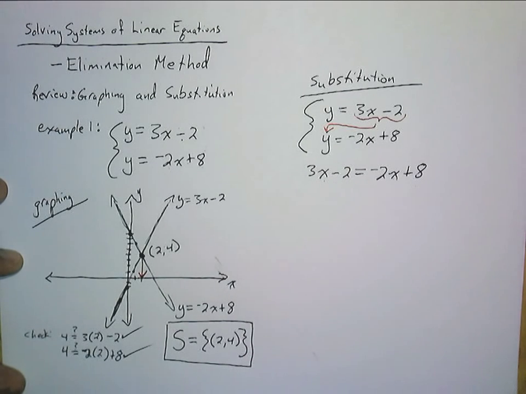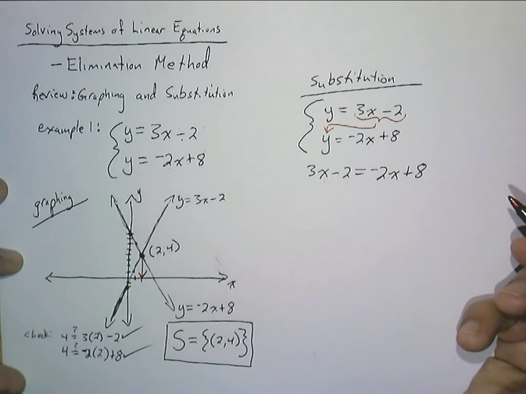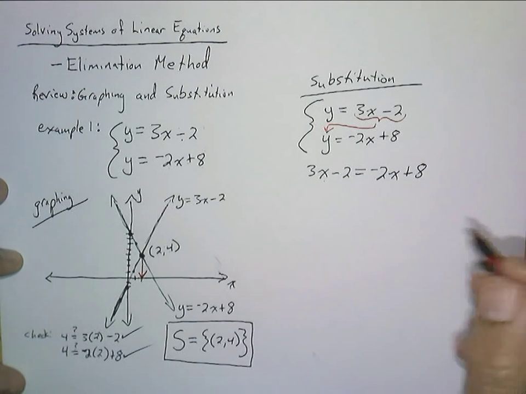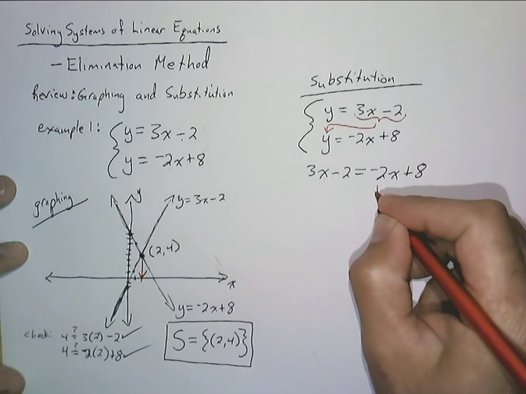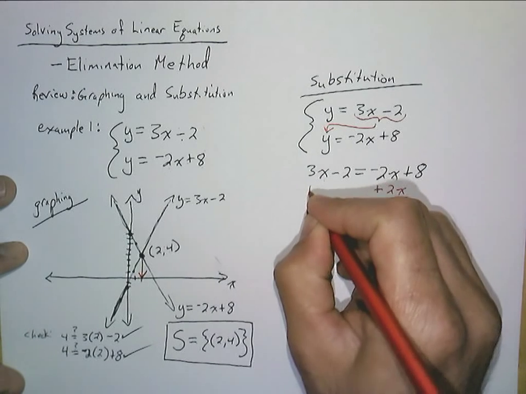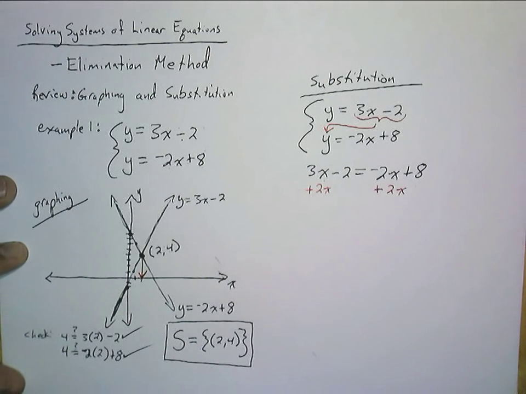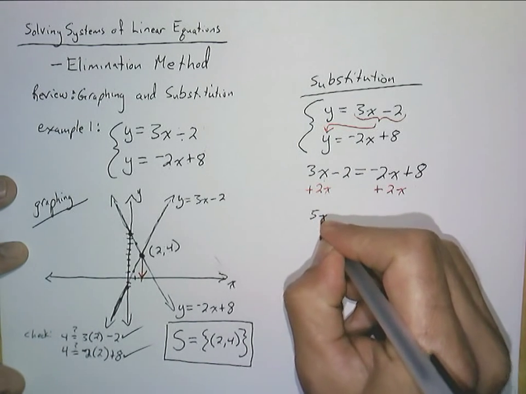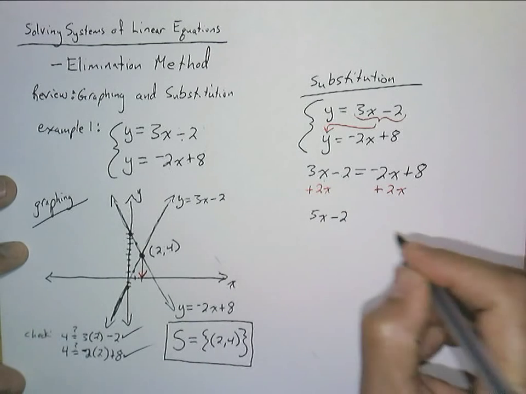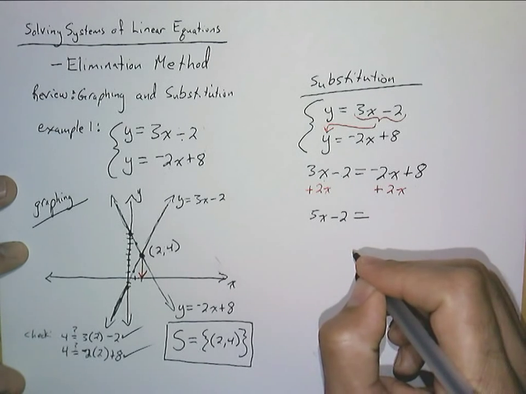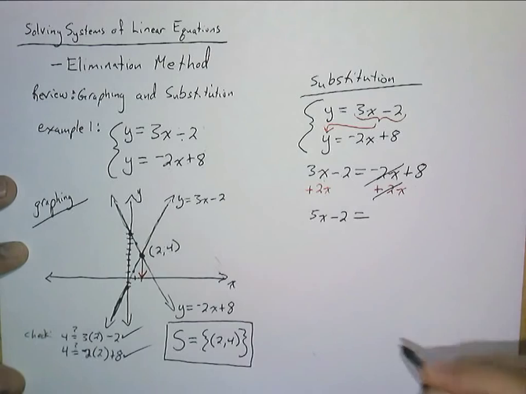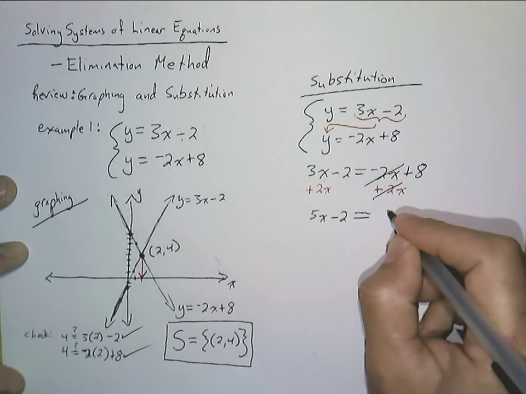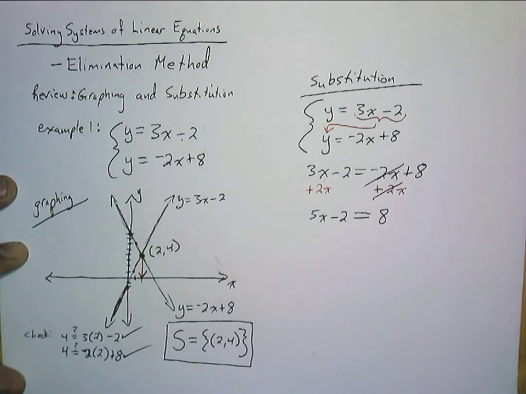Of course, we need to combine the like terms first before we can start undoing what's being done to the variable x. So we're going to add 2x to both sides, giving us 3x plus 2x gives us 5x, still with our minus 2, is equal to... Now, the whole point of this was to get rid of these x's on this side. Negative 2x plus 2x is 0, so we just have 8 on the right.